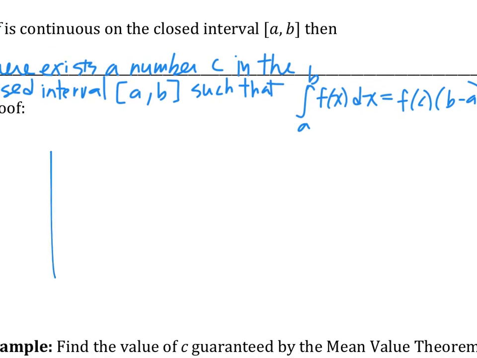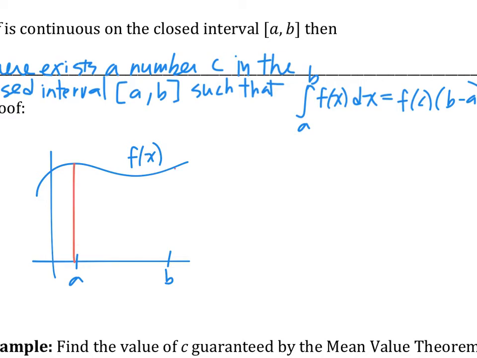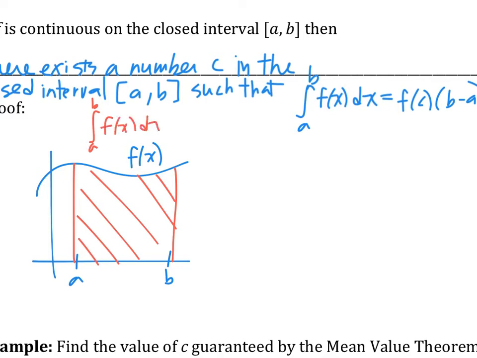So let's just draw our typical graph again, f of x from a to b. If we're trying to find the integral, then we're trying to find this area. Let me just write that: the integral from a to b of f of x dx. They're saying that if this function is continuous, meaning there's no break, and it's in a closed interval, which means you have a definite a and definite b, you just want to find that area. This area must equal f of c times b minus a.